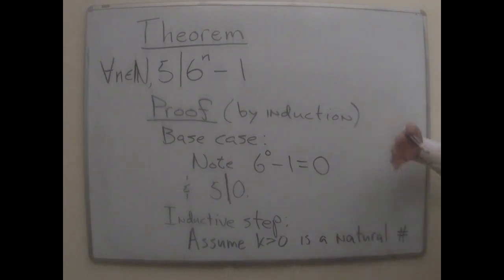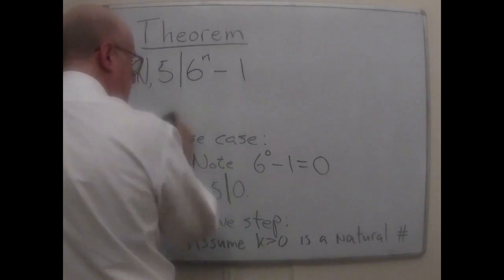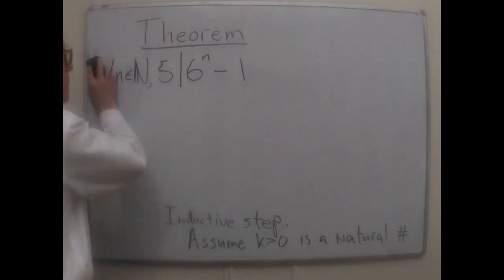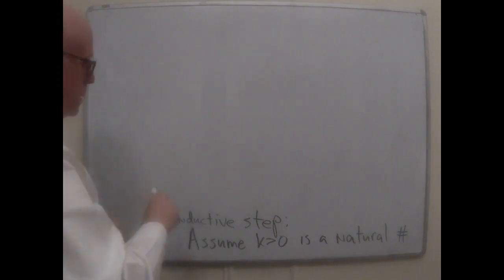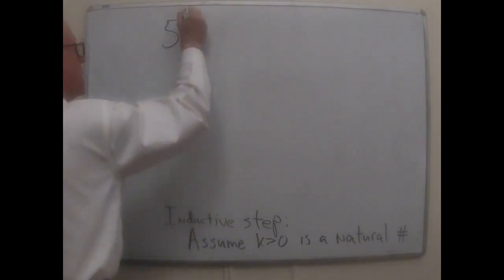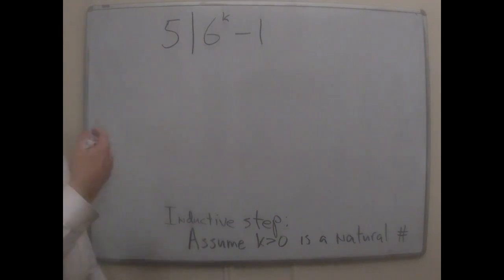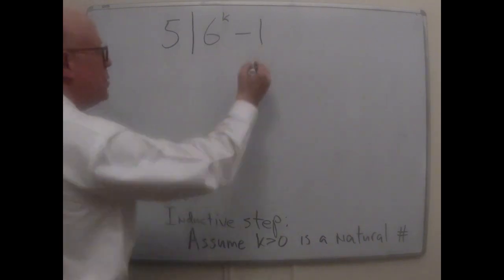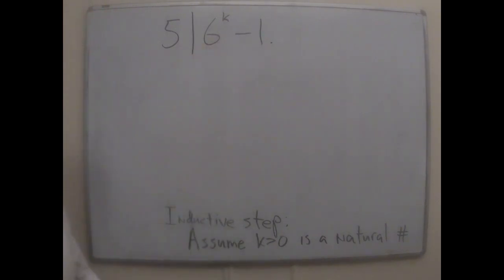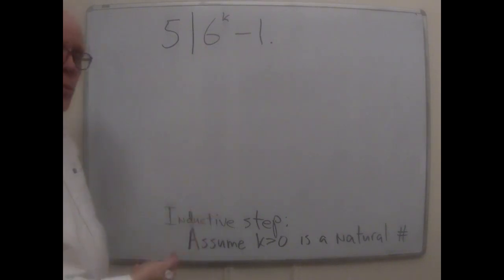Assume k is a particular but arbitrarily chosen natural number such that the inductive hypothesis is true. That is, such that 5 does divide into 6 to the k minus 1. Now we want to try to get that 5 divides 6 to the k plus 1 minus 1. And so maybe it's not too crazy then that we would say, well, how do I get that 6 to the k into a 6 to the k plus 1? I'd have to multiply by 6.